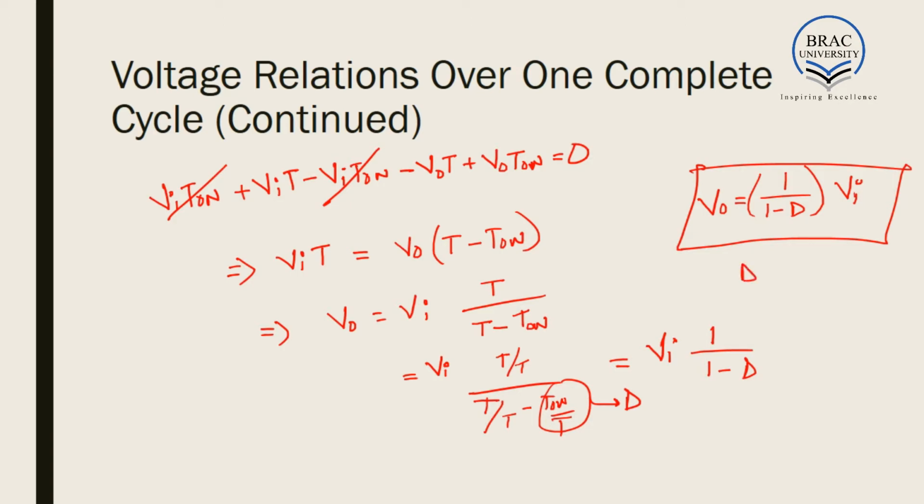Now it is to be noted that D is always less than 1. If D is less than 1, 1 minus D has to be less than 1. If this is less than 1, 1 by 1 minus D has to be greater than 1. As a result, our output has to be greater than input. That is, V output has to be greater than V input, which is true for a boost converter.